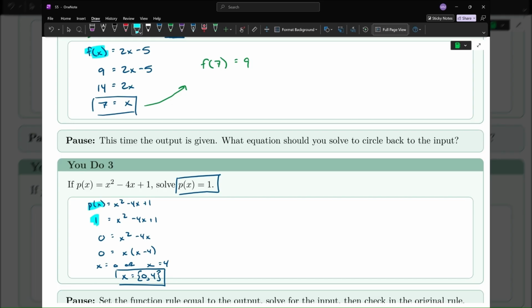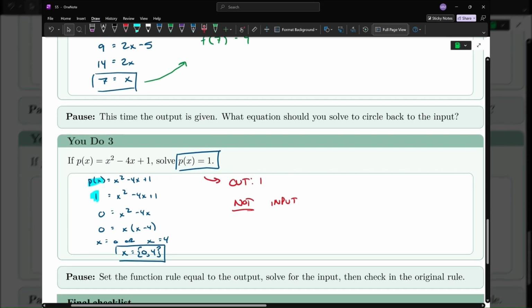And that's it. So the big trap, and I'll just write it here, is the output is 1, not the input, right? So the most common mistake here is going to be you get a number, put in for x, and then go for it. You really have to be able to recognize, is that an input or output that I'm given?